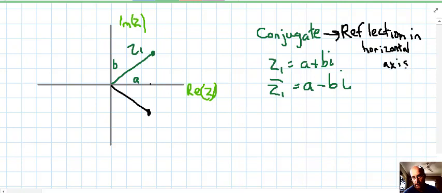Okay, some properties of Argand diagrams.